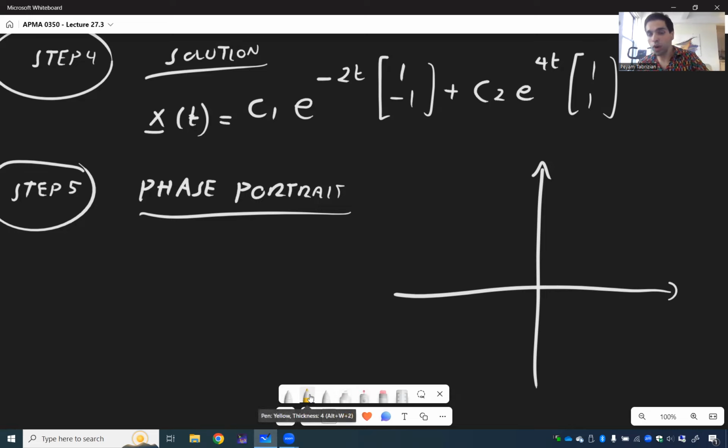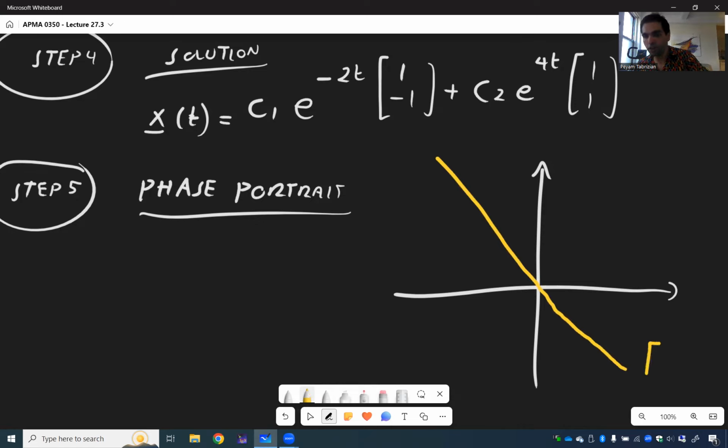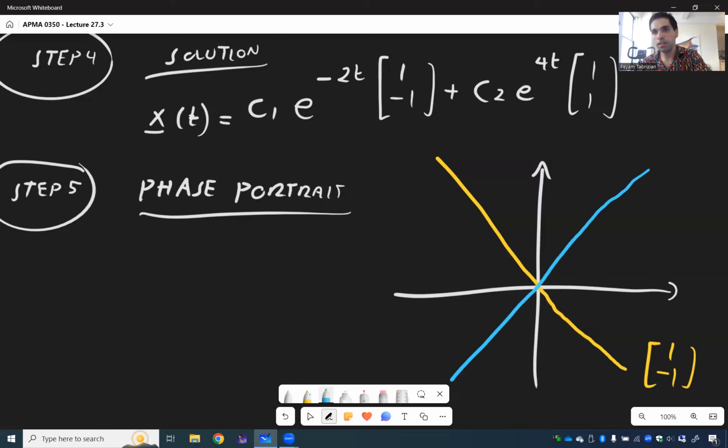So first, you draw the eigenvector (1, -1), or more precisely, the line spanned by (1, -1), or the line with direction (1, -1), and then you draw the other axis, (1, 1). Because essentially the idea is on the axis (1, -1), you only have c1 e^(-2t) times that. And on the axis (1, 1), you only have c2 e^(4t) times (1, 1).